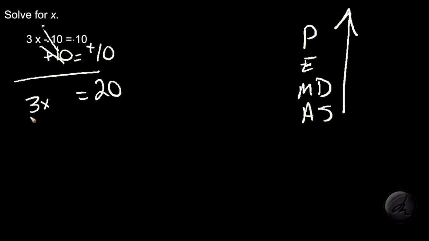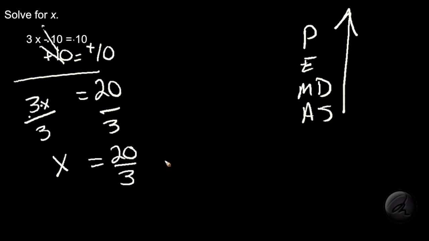So now we're going to have to get rid of this 3, and that's a multiplication. What's the opposite of multiplication? Why, division, of course. So we will divide both sides by 3. We get x equals 20 divided by 3. Now, be aware, that's not simplified. So we need to go on ahead and simplify that.